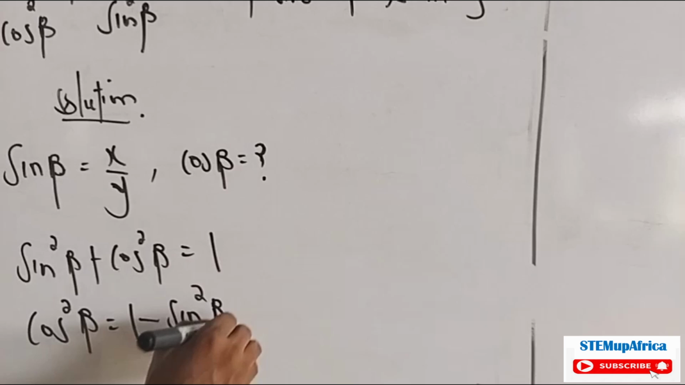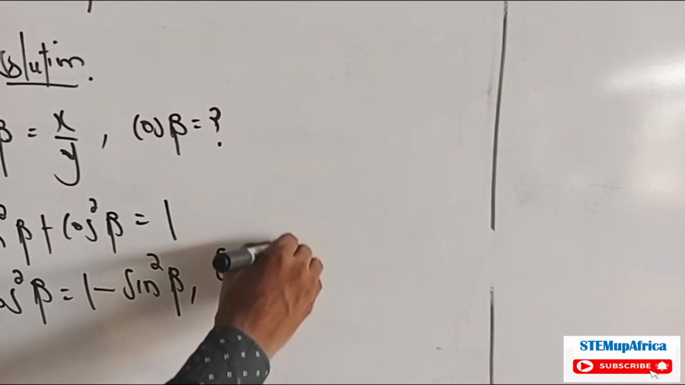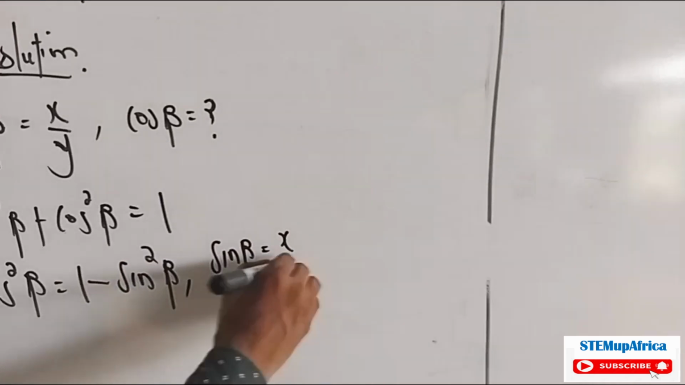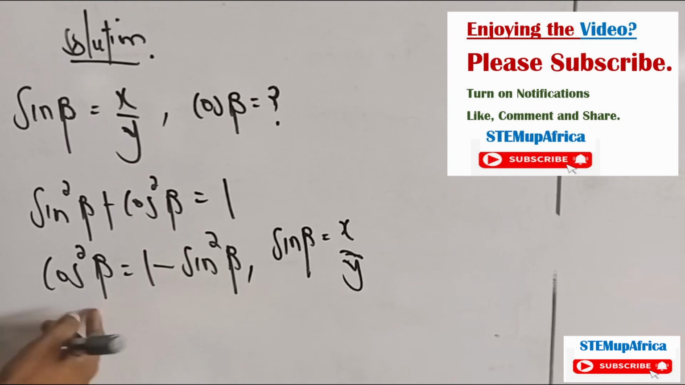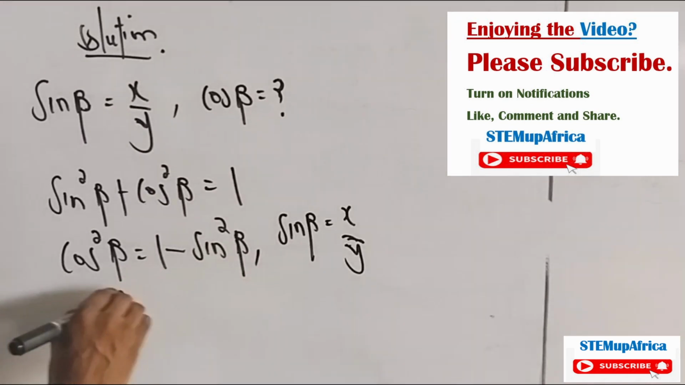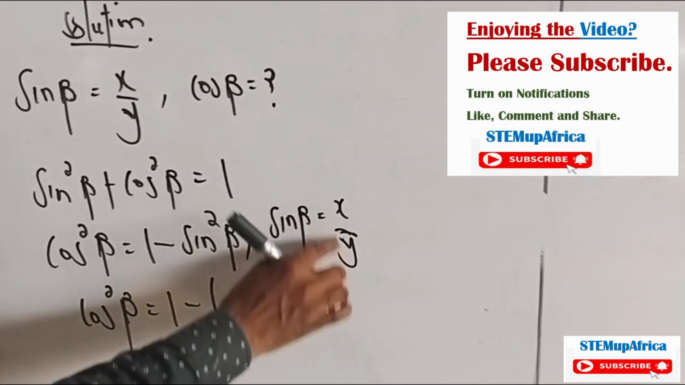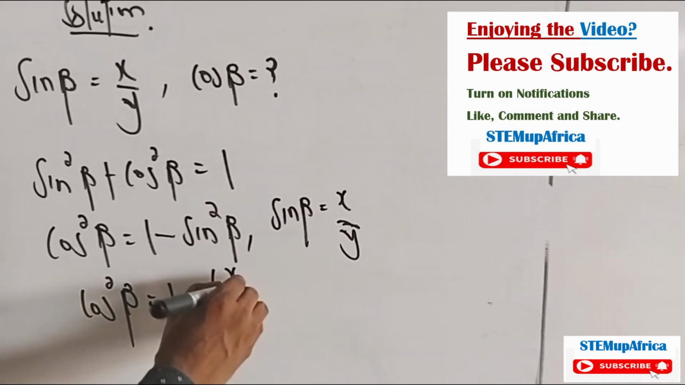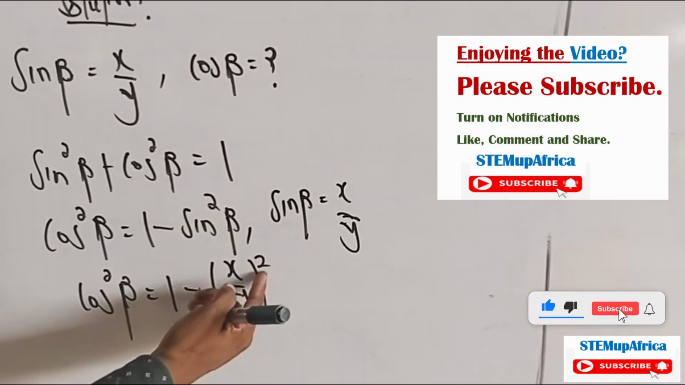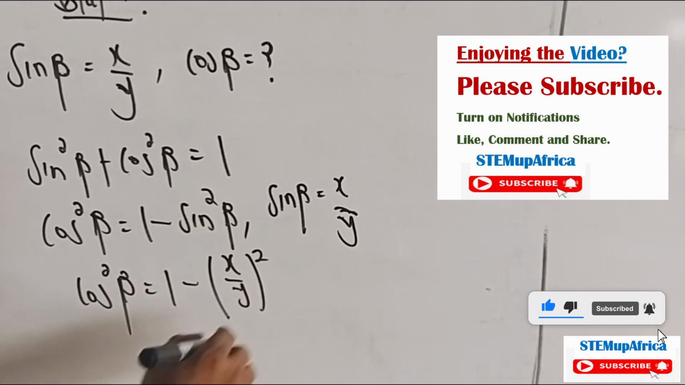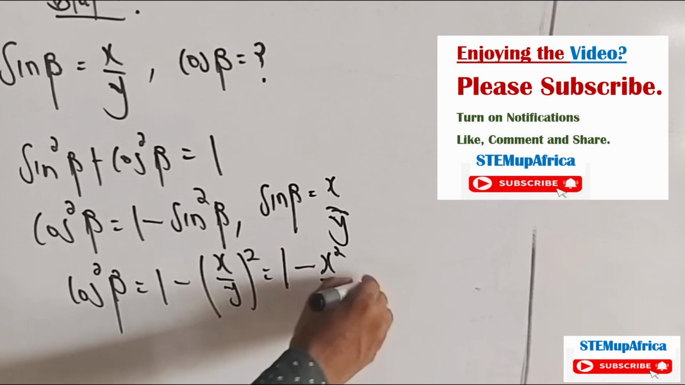And what is the value of sine beta? Our sine beta, let's not forget, is given to us as x over y. So let's substitute sine beta into this expression to find cos beta. So I'm having cos square beta is now 1 minus, in place of sine beta, I'm putting x over y. So here I'm having x over y all squared. So this square is affecting both x and y. So if that should happen, I will have 1 minus x squared over y squared.